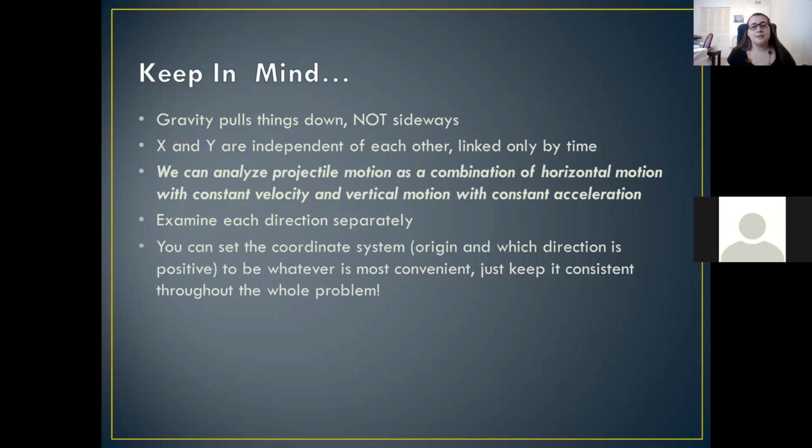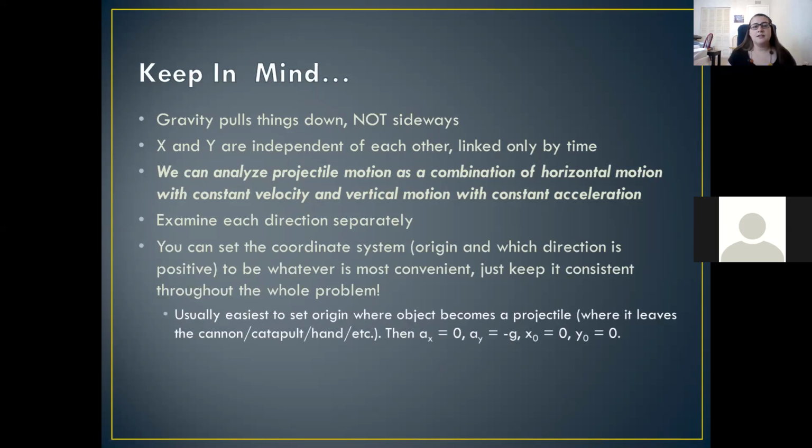And you can set the coordinate system, origin, and which direction is positive to be whatever is most convenient. Just, again, keep it the same the whole time. Consistency is important. Usually, it's easiest to set the origin where the object becomes a projectile. So as soon as it leaves your hand or right at the end of the barrel of a gun or cannon, wherever it's initially launching into the air, that's going to be our 0 point.